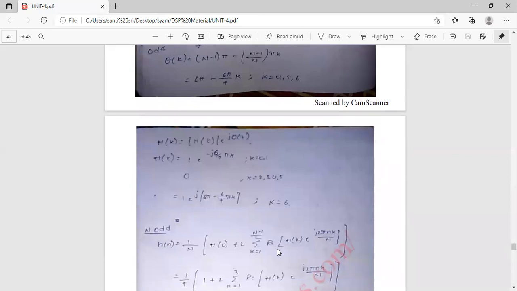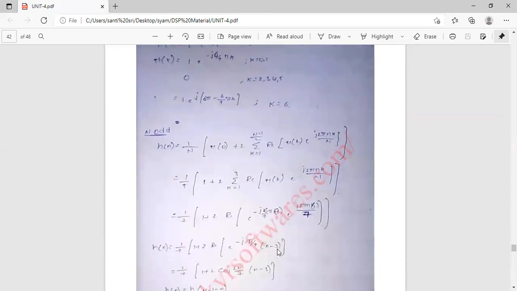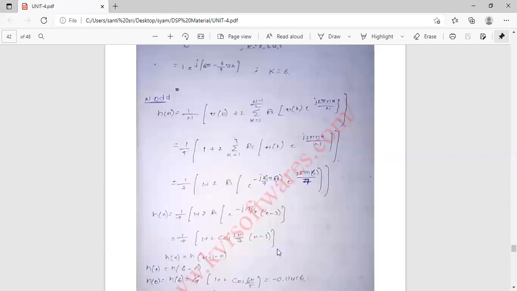So h of k equal to magnitude 1 into e power minus j theta of k, that is 6 by 7 into n, for k equal to 0, 1. It is 0 for k equal to 2, 3, 4, 5, and it equals 1 into this one for k equal to 6. If n is odd, you can calculate this. So h of n equal 1 by n into pi of k of the h of 0 plus 2 times of this.